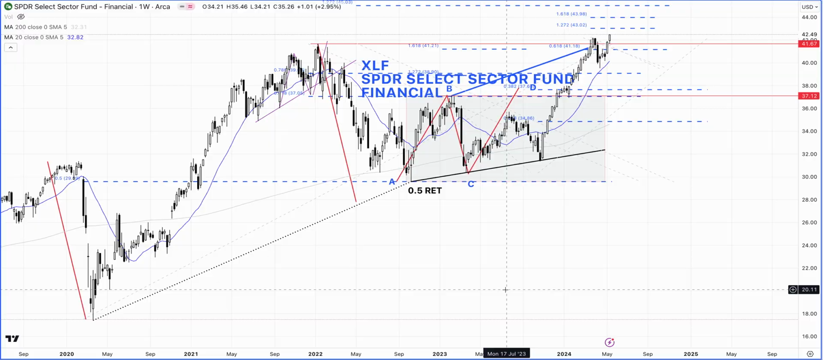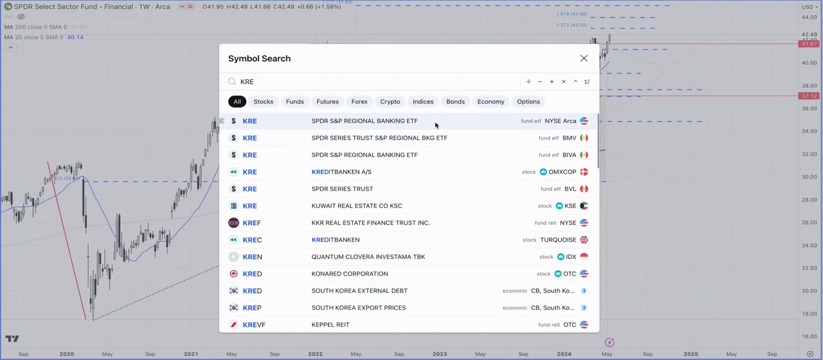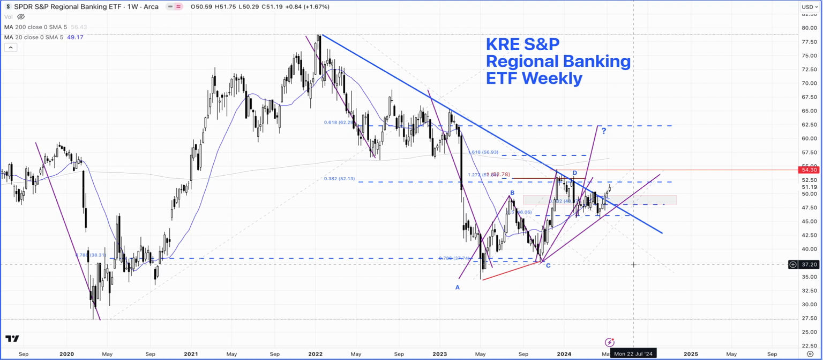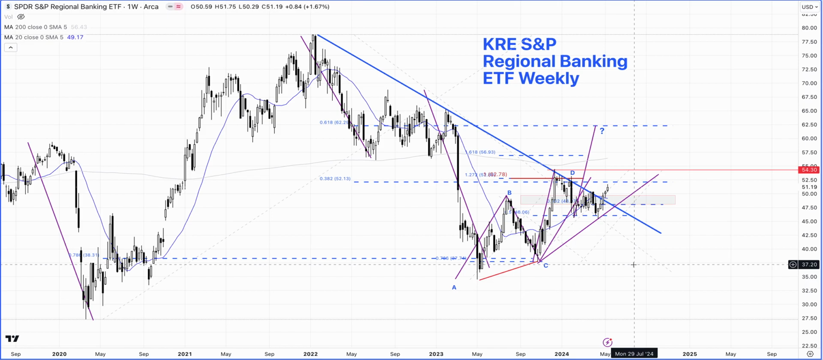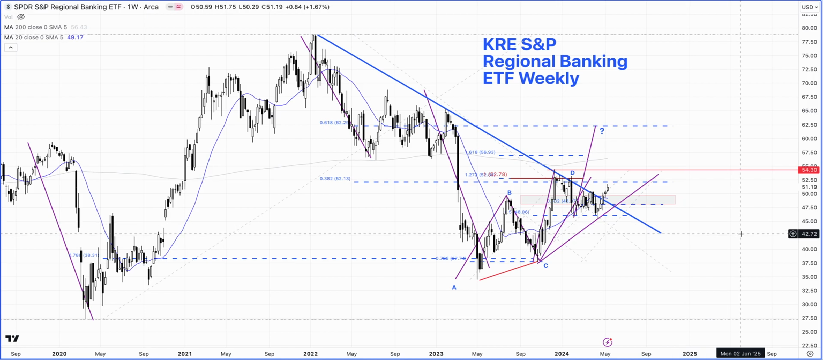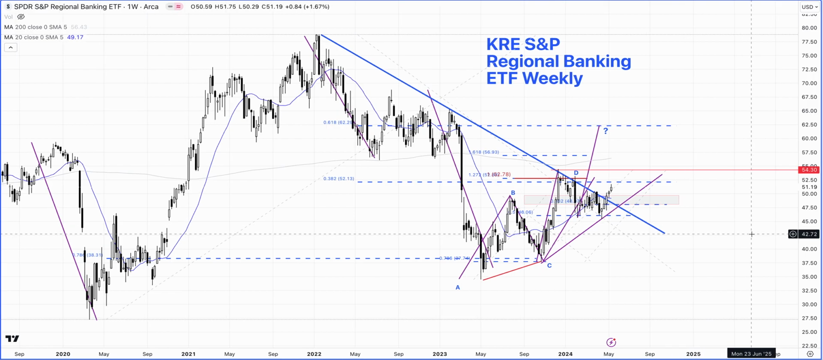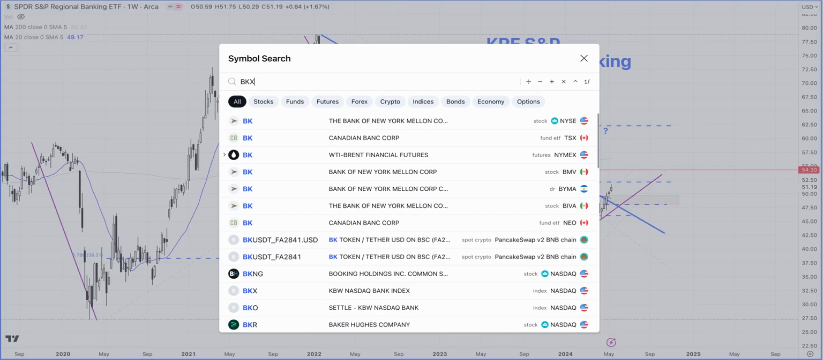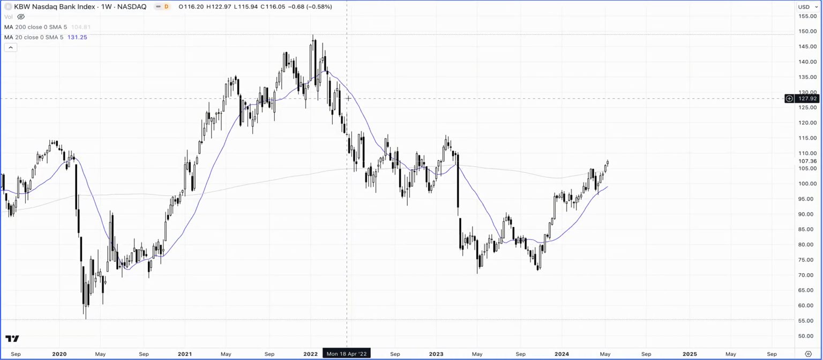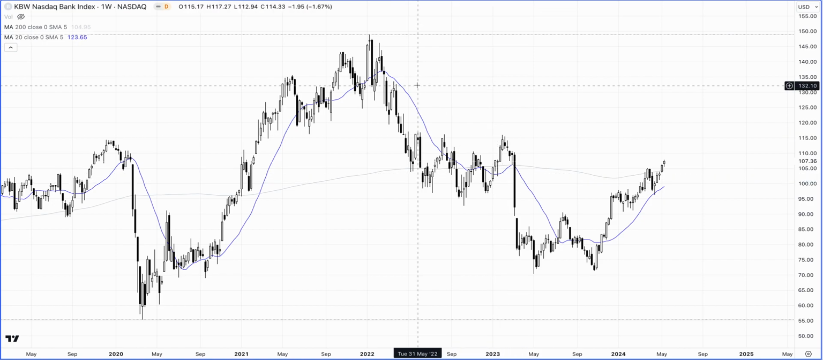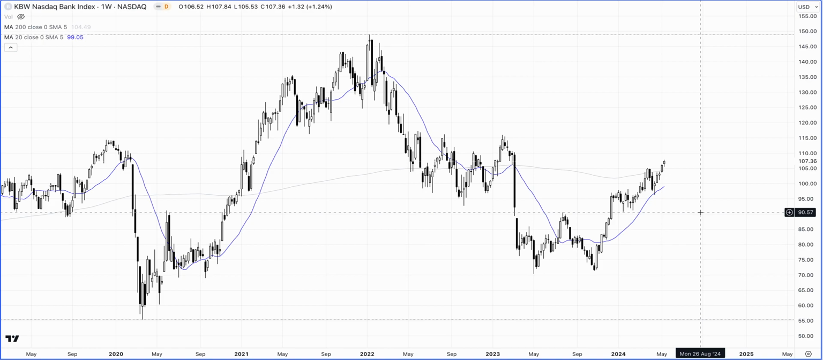Now there's another index called the KRE, which is the regional banking index. That is not as strong because these are smaller banks. And I'm not going to go into detail, please watch the video. But the moves have also been positive for a number of weeks, so that's good formation as well. But there's another index as well, which is BKX, the KBW NASDAQ Banking Index. And if you look at this one, this is not the one which we follow, but this one looks pretty similar to the KRE, which is the smaller banks, regional banks.